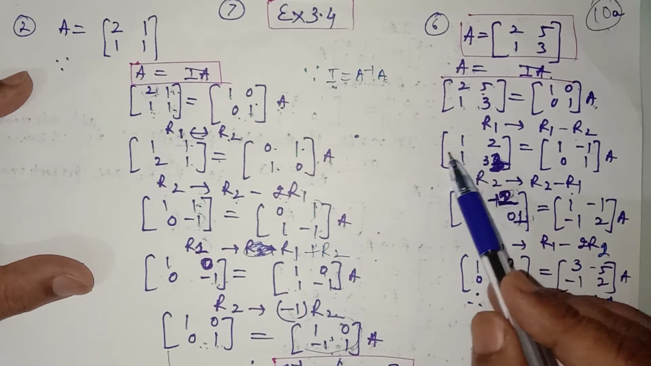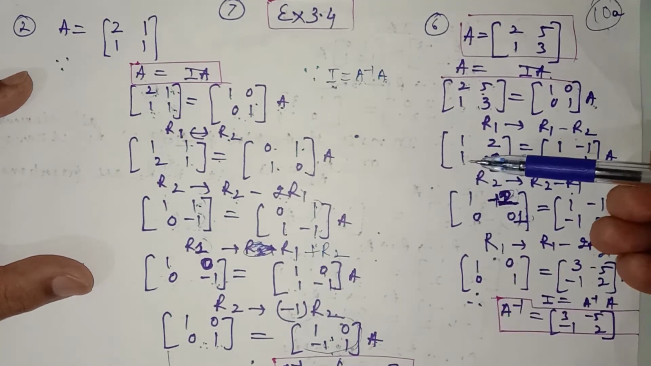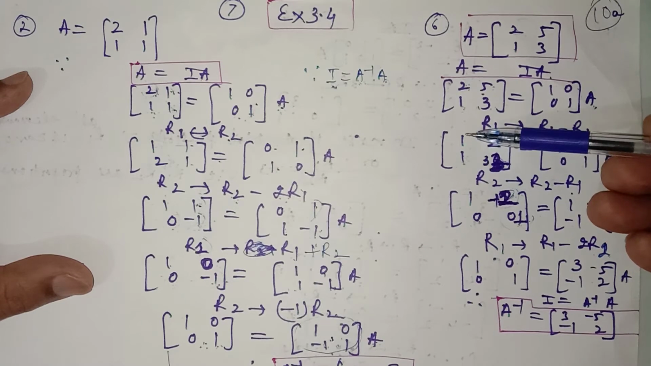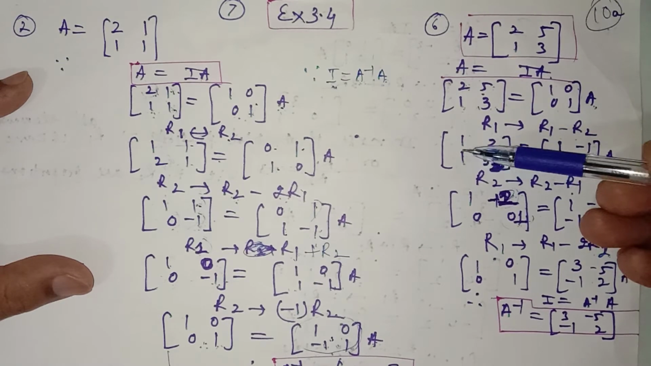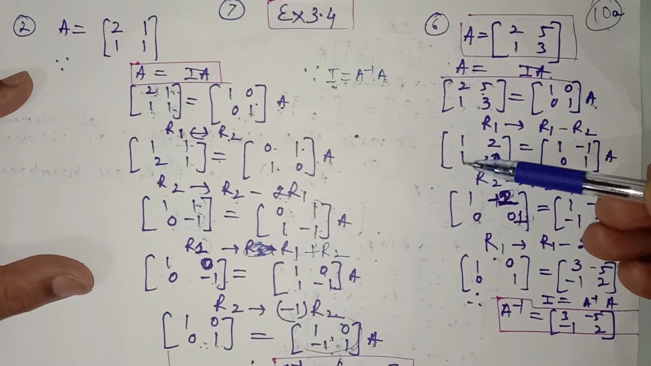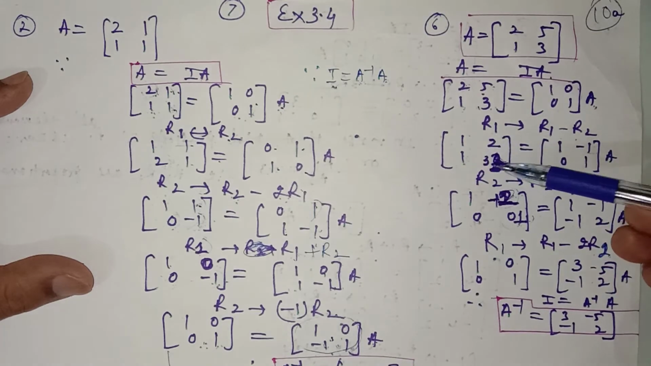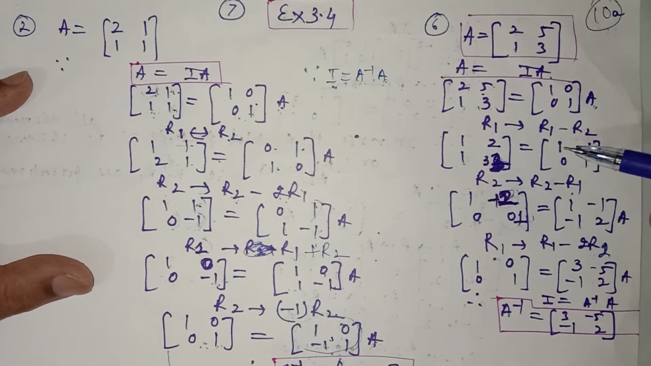Now you have to bring this element as 0. So how can you bring it 0? So R2 is equal to R2 minus R1. If you subtract R1 from R2, you will get 0 here. R2 minus R1 gives 1 here, R2 minus R1 minus 1. R2 minus R1 you will get 2. From R2 you have to subtract R1, it will be 2.